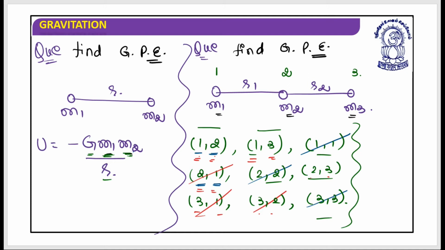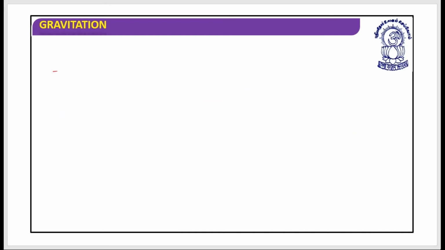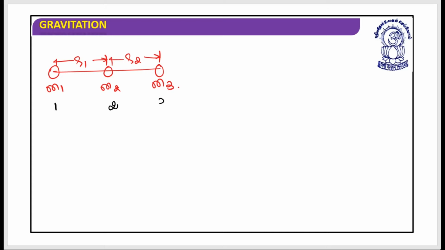So now I need to write down what the potential energy would be. Let's redraw it. It's m1, next m2, next m3. This separation is r1, and this separation is r2. Now you have the pairs: first, second, and third. So this would be 1 comma 2, 1 comma 3, and next 2 comma 3. The other pairs have been cancelled out.